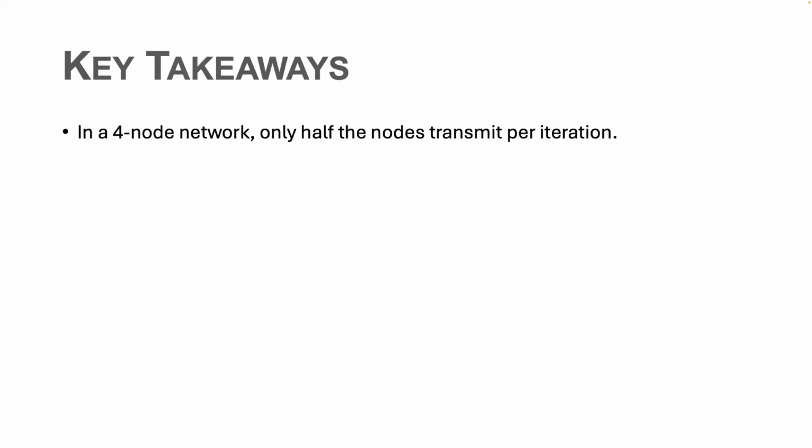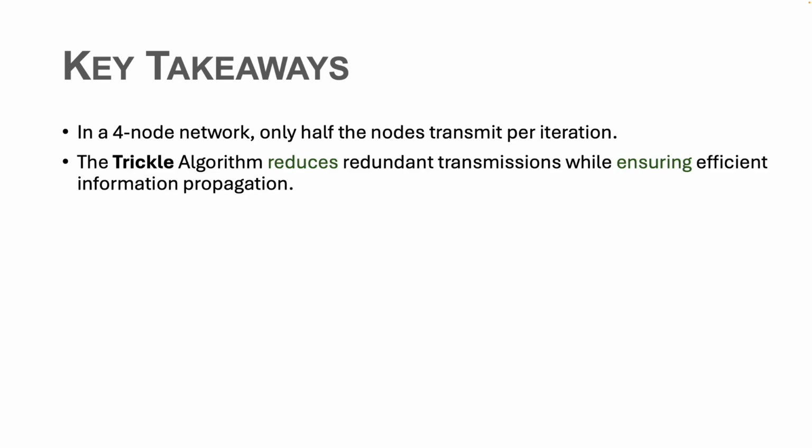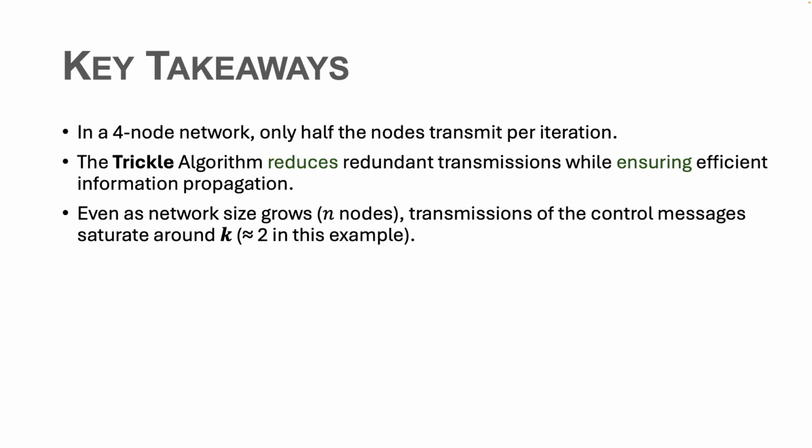Let us now proceed to the key takeaways based on this example. In this example, we observed only 2 transmissions per iteration, while our mesh network consists of 4 nodes. As a result, the Trickle algorithm reduces redundant transmissions while guaranteeing that information is effectively propagated across the network. Now, even if we increase the mesh network to n nodes, all within radio range, the expected number of control message transmissions still saturates around k, which is 2 in our example.